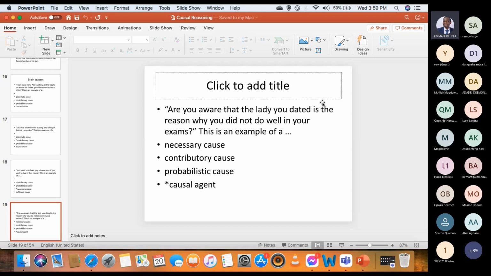Then, are you aware that the lady you dated is the reason why you did not do well in your exams? So, a lady is a causal agent because we are talking about a human being.